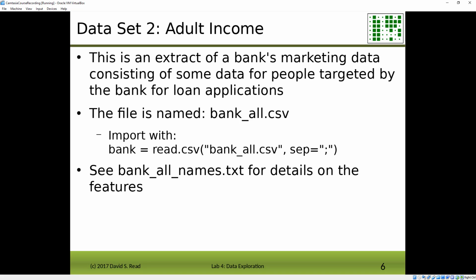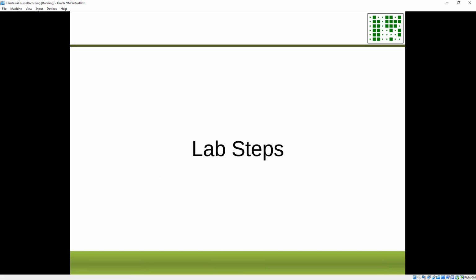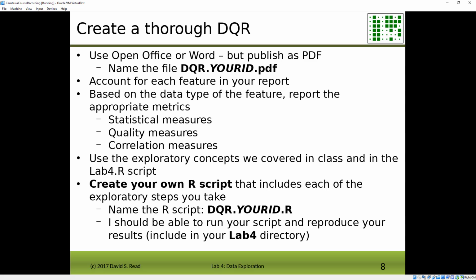And again, there's a bankallnames.txt file also on Piazza that at a high level explains the features that are in this file. So those two files are the ones you can load if you don't have your own data file to work with. Okay, so what do I want you to do in the lab? I want you to create your first version, your draft version of your data quality report. I would like you to name it DQR dot and then your ID and then .pdf.